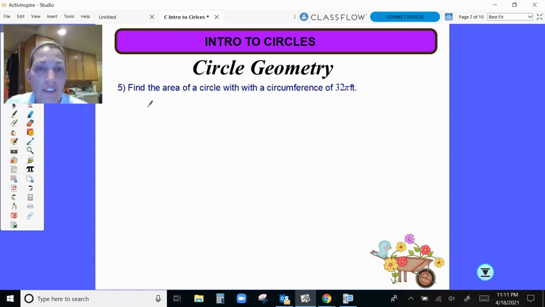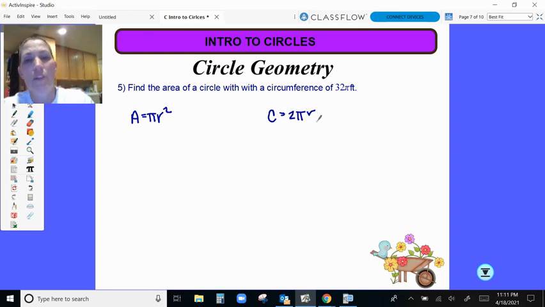So here's the next one. Find the area of a circle with a circumference of 32 pi feet. So now in order to find area, if my area is equal to pi r squared, I need to know the radius. So if I use my circumference equals 2 pi r, I can find my radius to find my area. So I'm going to plug in my 32 pi feet equals 2 pi r. So I'm going to divide by my 2 pi. That should give me 16 equals my radius.